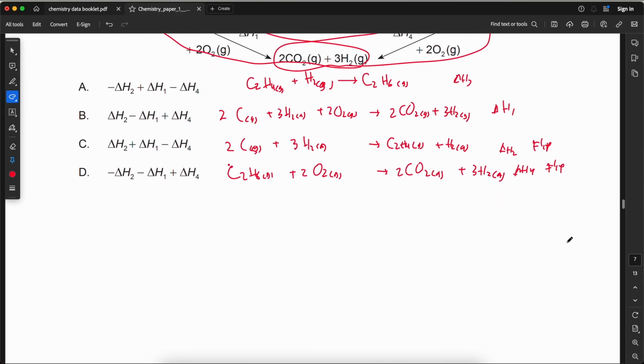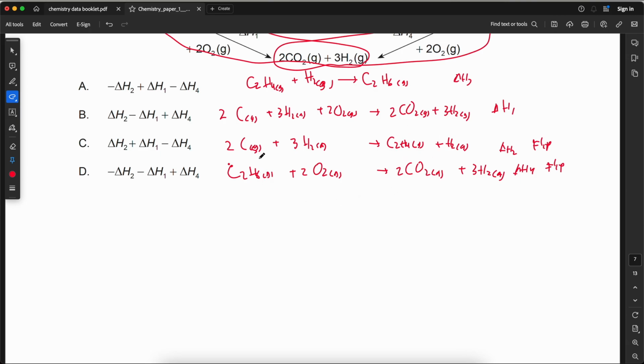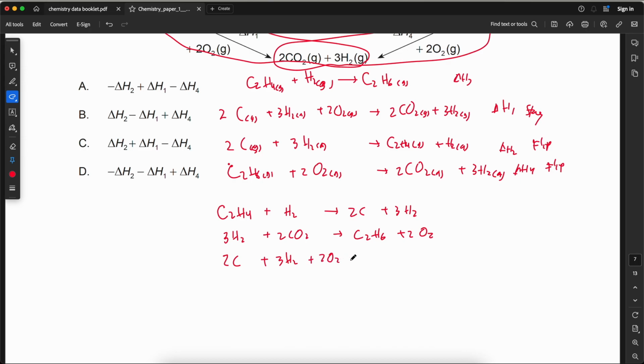Okay, let's start with the rewrite. Let's rewrite the reaction. So this would be C2H4 plus H2 produce 2C plus 3H2, and this one would be 3H2 plus 2CO2 produce C2H6 and 2O2. And then for this one, we don't need 2C because there's no 2C right here, and 2C here on the right, and this one is on the left, so we can eliminate. So we just make this stay the same, which is 2C plus 3H2 plus 2O2 produce 2CO2 plus 3H2.